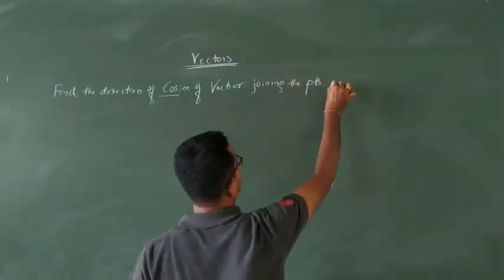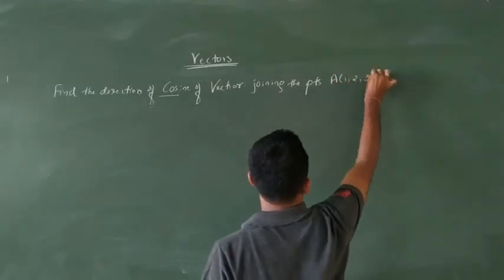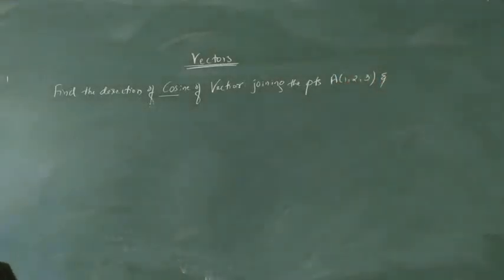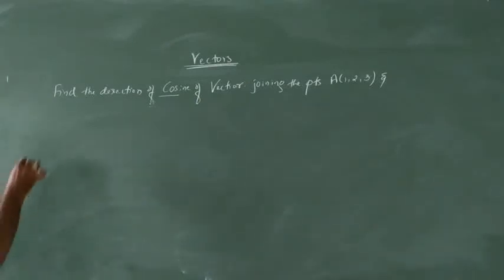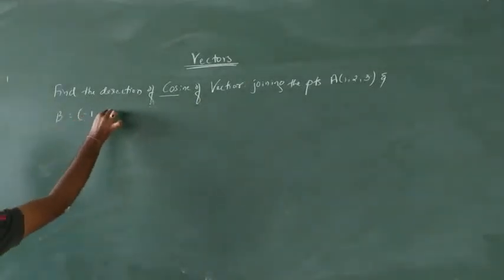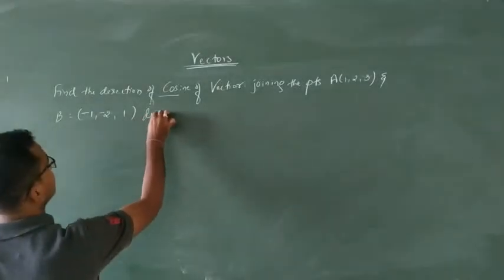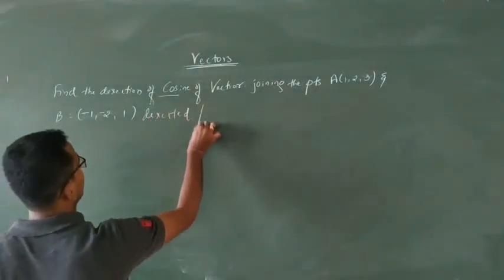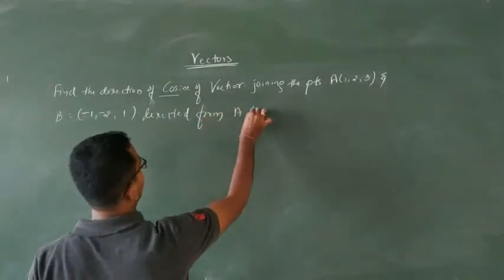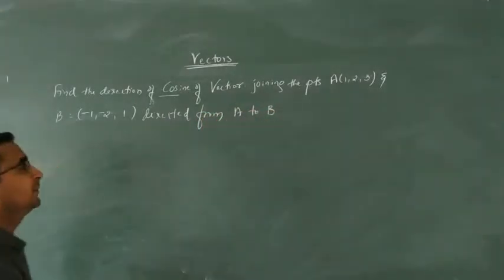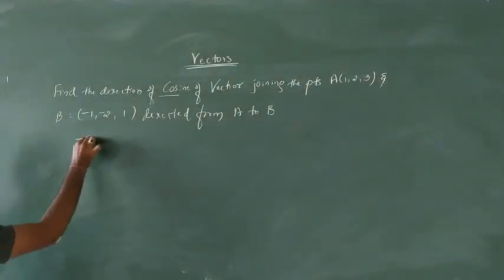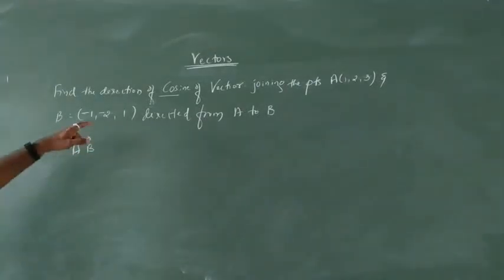joining the points A of 1, 2, 3 and B of minus 1, minus 2, 1, directed from A to B. So directed from A to B means what? That is the direction like this. That is vector AB.